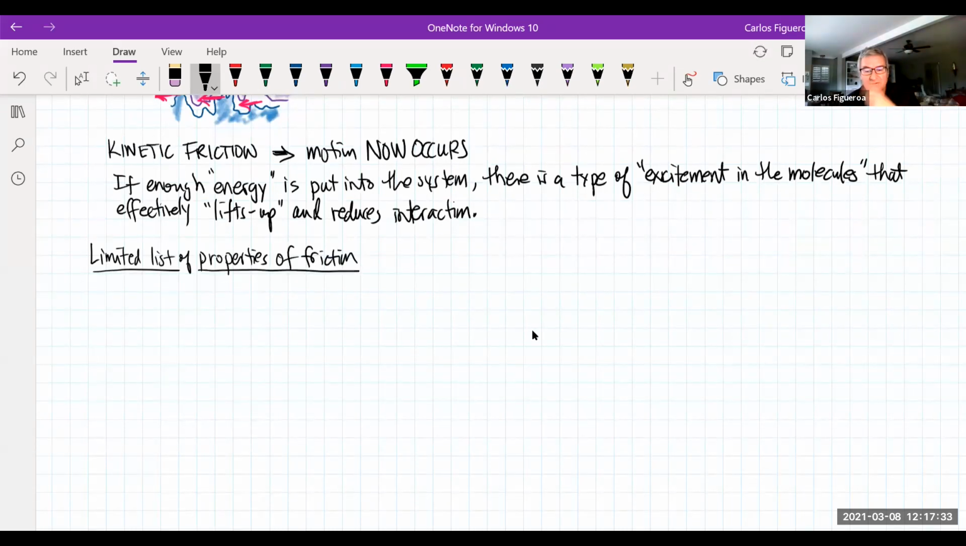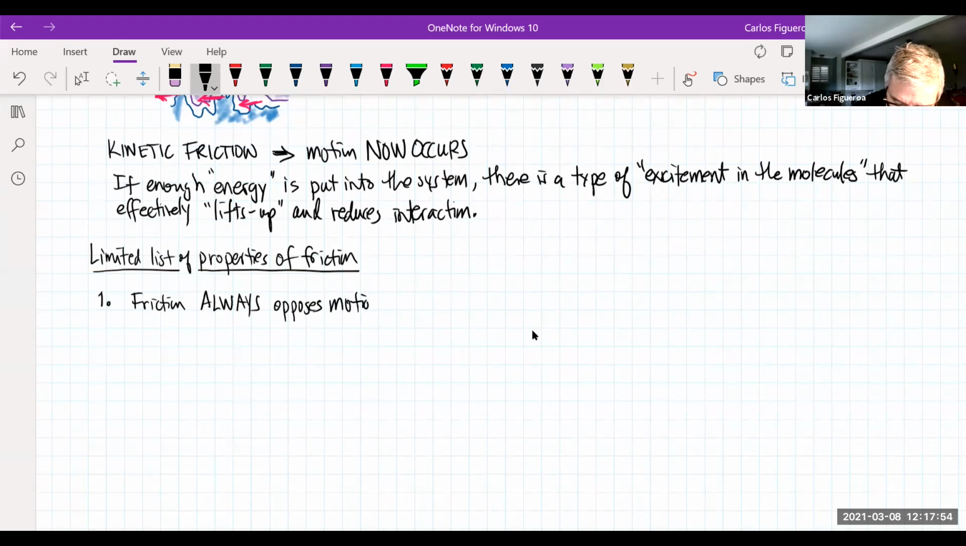A limited list of, and here's what we know. Most of this is experimental, by the way. Okay, friction always opposes motion. Period. Look at the picture.